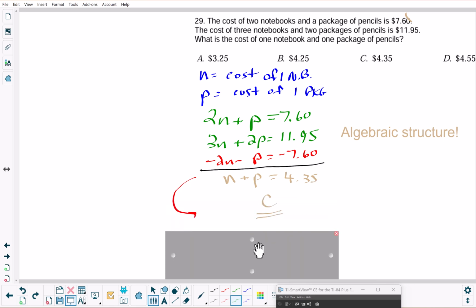Oh, and we're done. We were supposed to find the sum of 1 notebook and 1 package of pencils, and that was it. So I didn't find n, I didn't find p, but I did find their sum fairly quickly.